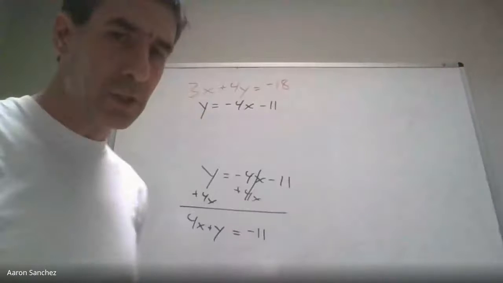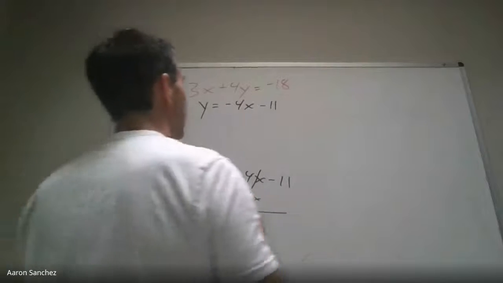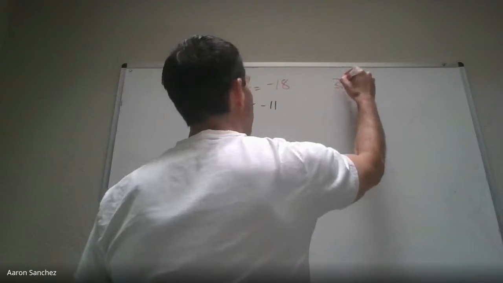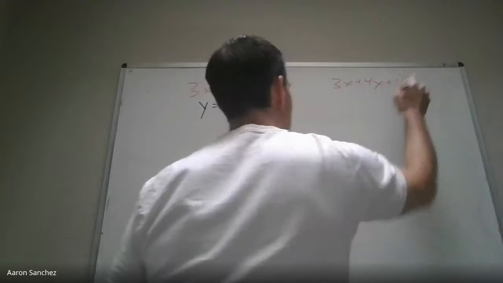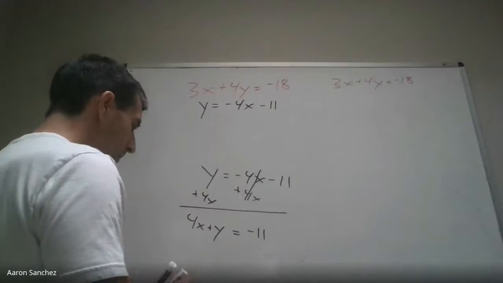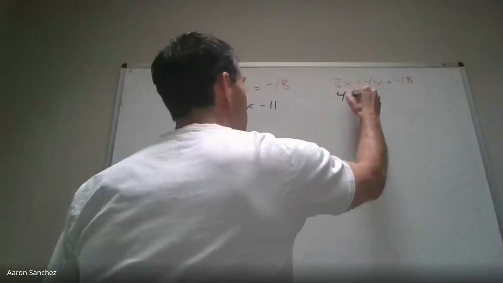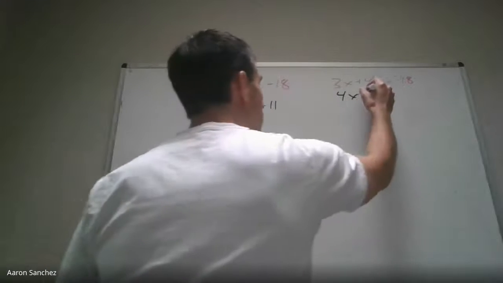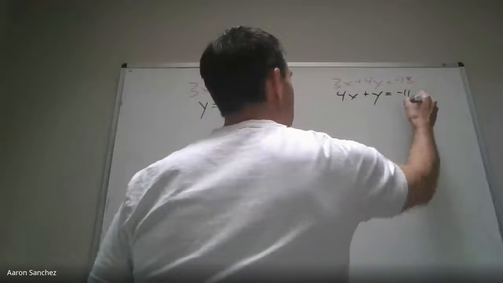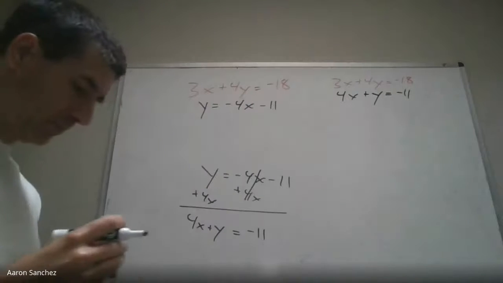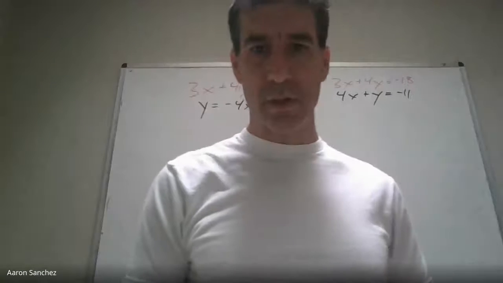So the answer should look like this, guys. We're going to use this one to line it up. So we have here, let's put our original one, 3x plus 4y equals negative 18. And let's set up for elimination. I have my 4x, which is below the x, plus y equals negative 11. And now let's set up for elimination. Okay, can you guys see that? I don't know if you can see it.